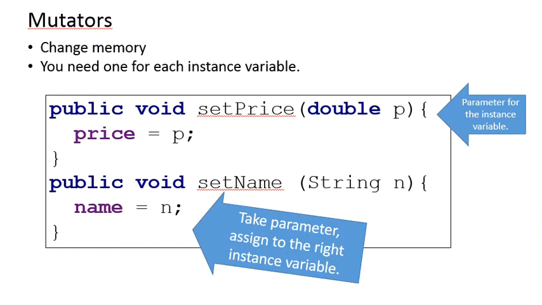So a mutator is going to be used to change memory, and we're going to have one for each instance variable. Because we had a price instance variable and a name instance variable, that's what we've got here. We're going to make them void because they don't return anything. The whole point of a mutator is to get a value so that we can store it in our instance variable. So here we're going to get P and store it in price, and here we're going to get N and store it in name.